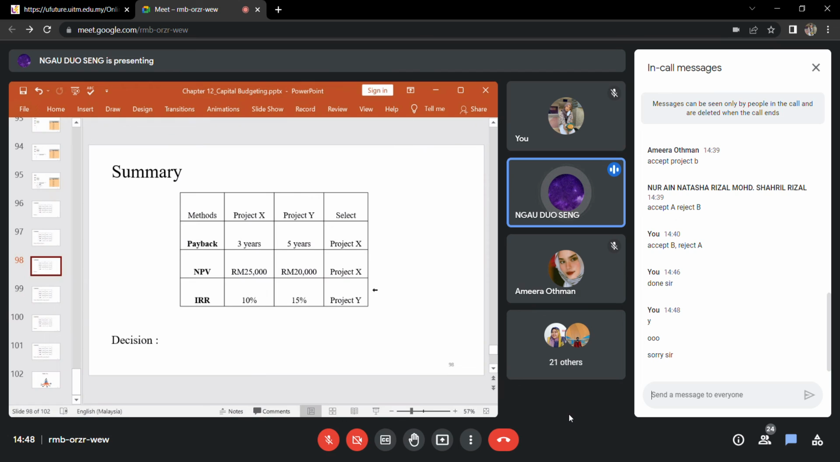All right, in this case, we choose X. Based on NPV, we choose the project. If there are conflicts like this, where one method says Y and another says X, we will always refer to the NPV result. If NPV says X, then we choose X. If NPV says Y, then we choose Y.